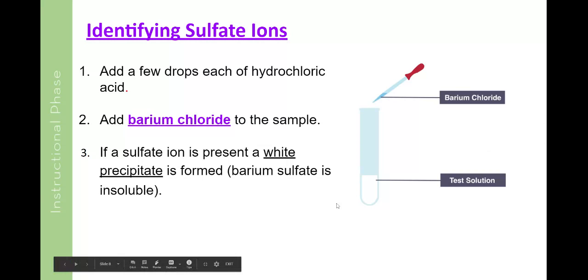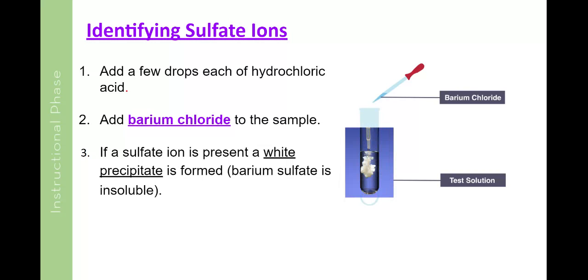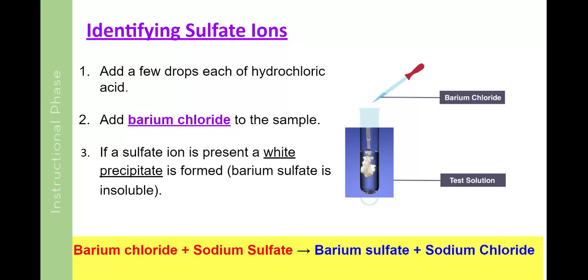So you've got your unknown compound. You want to know if it contains sulfate ions. You add barium chloride, and you should see a white precipitate formed. That white precipitate is barium sulfate, which is showing me there is sulfate present. And the word equation shows that reaction. You're adding barium chloride to a sulfate. In this instance, we're going to use sodium sulfate. So barium chloride plus sodium sulfate forms barium sulfate and sodium chloride. Now, the barium sulfate is the white precipitate, the white solid formed in the solution, and the sodium chloride stays in the solution.